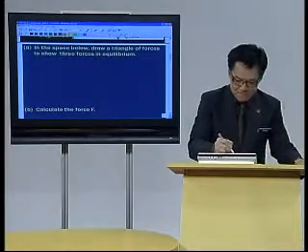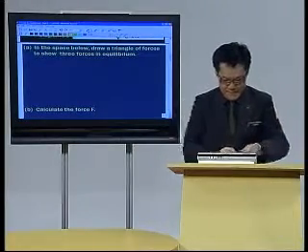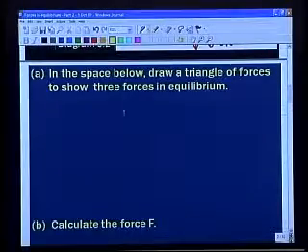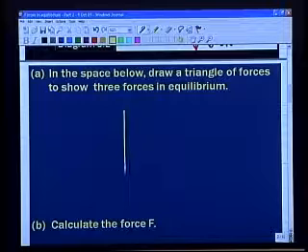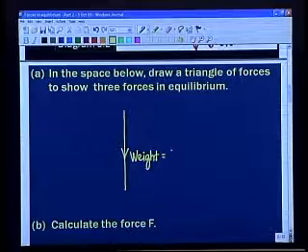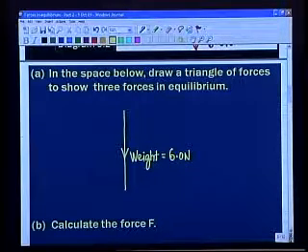Now let us start. Get your ruler, get your pen ready. I'll start with the weight. I call it W. The weight acts downwards. What is the weight here? How many newtons have we calculated earlier? 6 newtons.